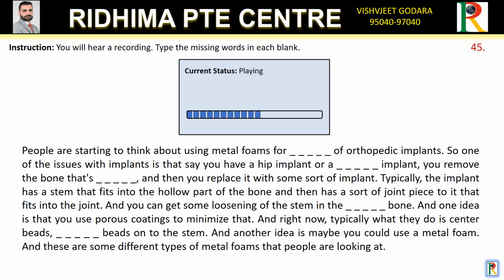And you can get some loosening of the stem in the remaining bone. One idea is that you use porous coatings to minimize that. Right now, typically what they do is sinter metal beads onto the stem. Another idea is maybe you could use a metal foam, and these are some different types of metal foams that people are looking at.